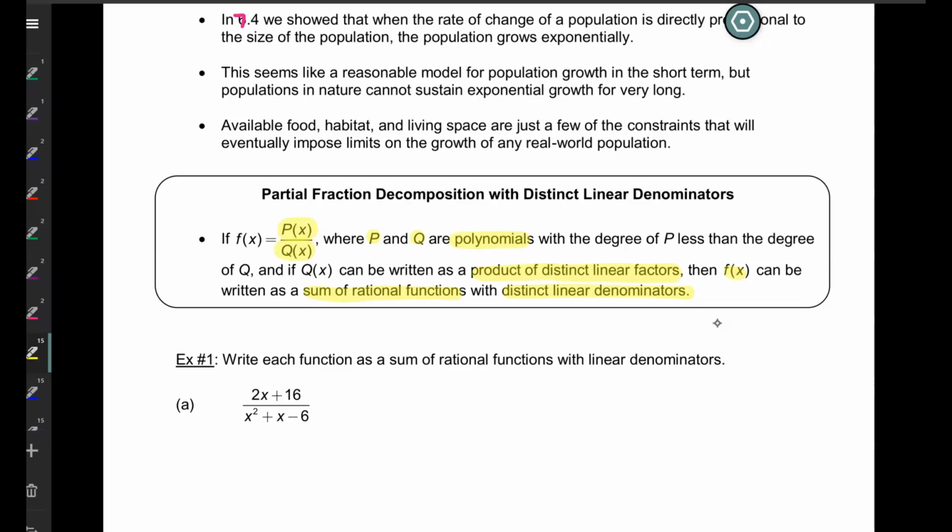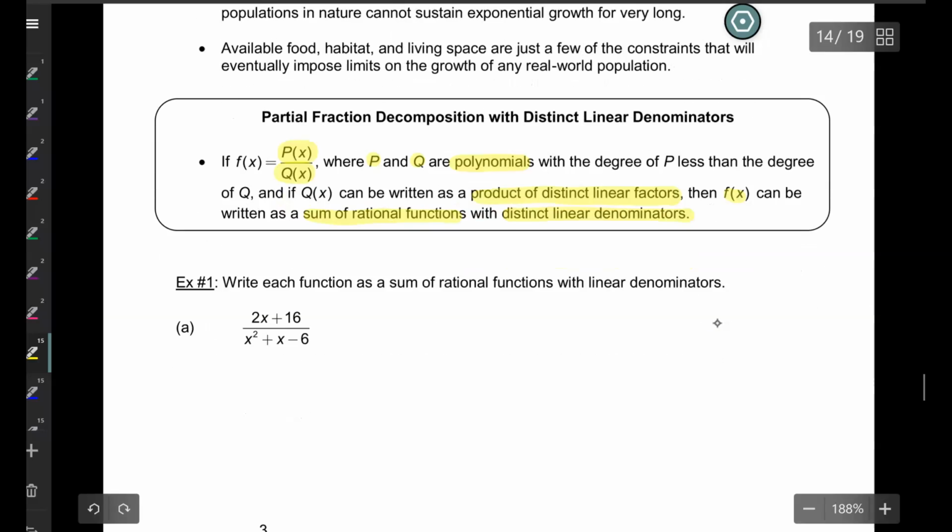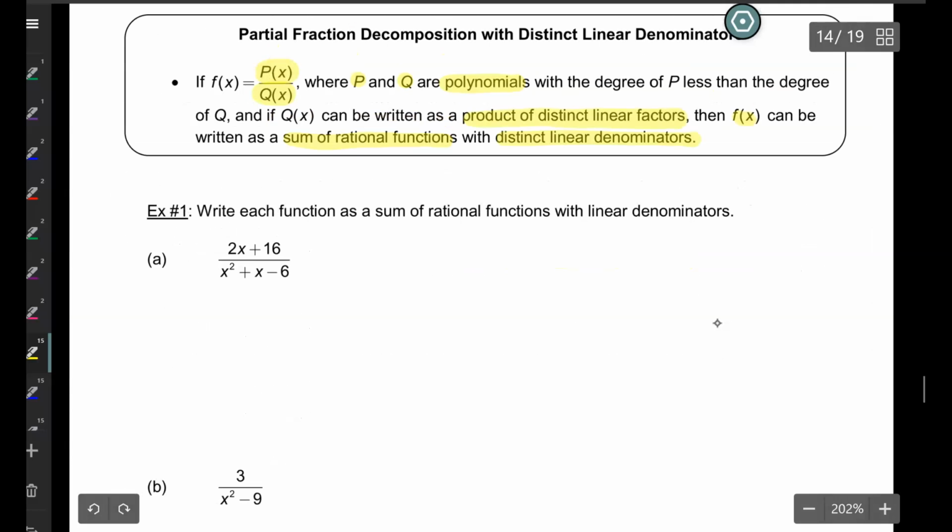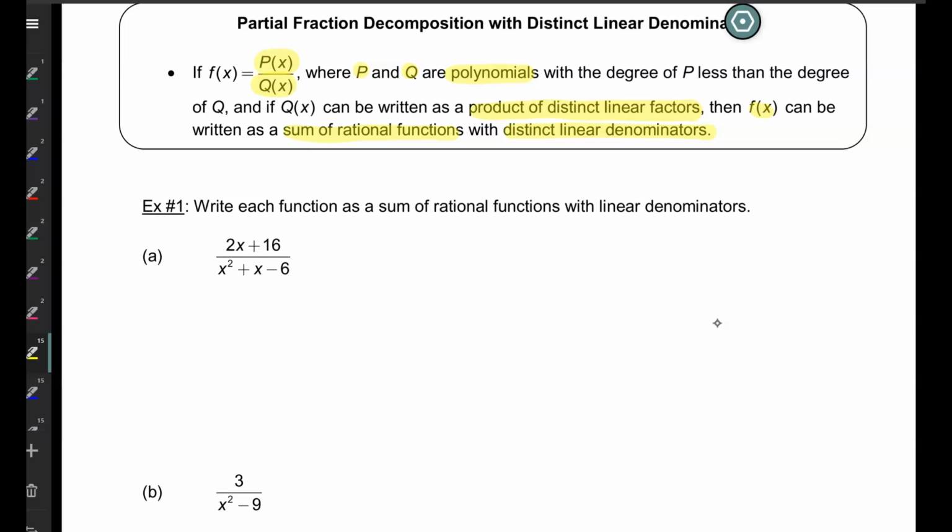So let's take a look. We're not going to integrate yet. We're just going to practice this partial fraction decomposition. Here we have our first example: 2x plus 16 over x squared plus x minus 6. Again, the degree of the numerator is less than the degree of the denominator, so this is an example where we would use it. We can try different things when we get to integration. This is just one other method.